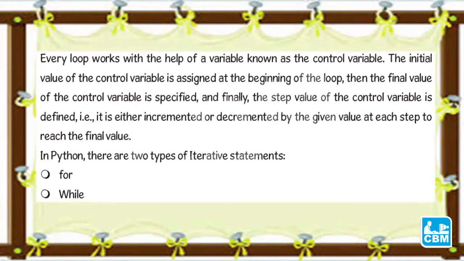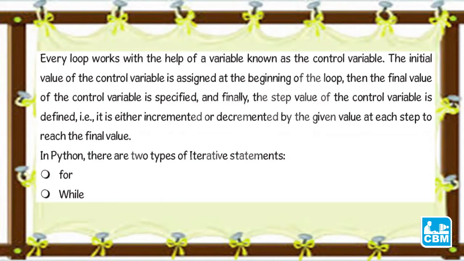Every loop requires a variable known as the control variable. The initial value of the control variable is assigned at the beginning of the loop. The final value, along with the step value of the control variable, also needs to be defined. The step value can be used to increment or decrement the control variable as desired.